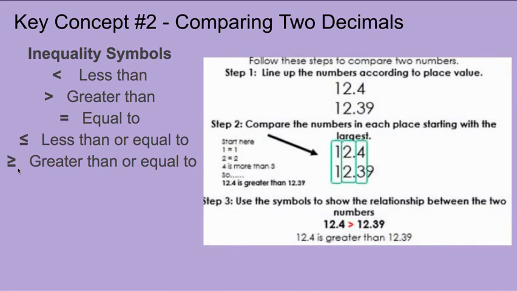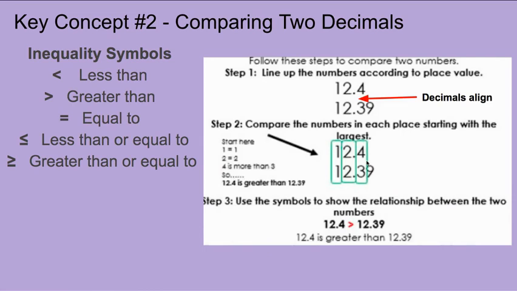So here is a picture of how you're going to compare two decimals. The first thing that you want to do is line up the numbers according to place value, or make sure that the decimals are aligned. You always want to make sure the decimals are on top of each other. The second thing is compare the numbers in each place, starting with the biggest number. So here it says start here, 1 equals 1. That doesn't tell me which number is bigger. And then I look at 2. Well, 2 equals 2, still doesn't help me. They're both 12, so I don't know which one is bigger. And then I go to my next column.